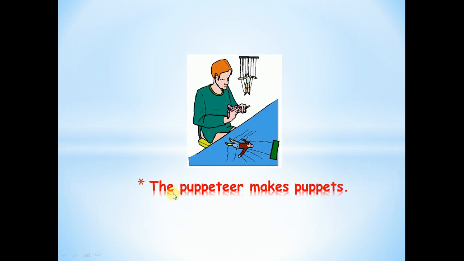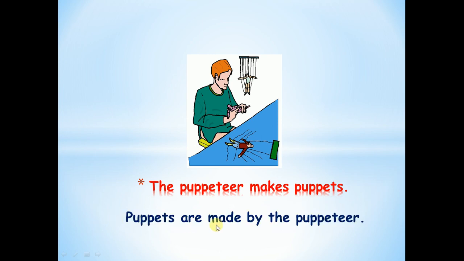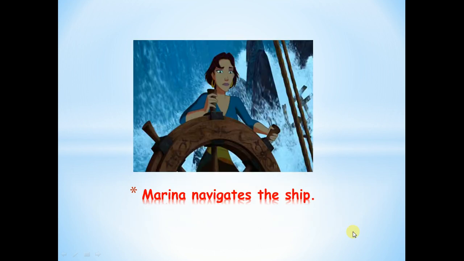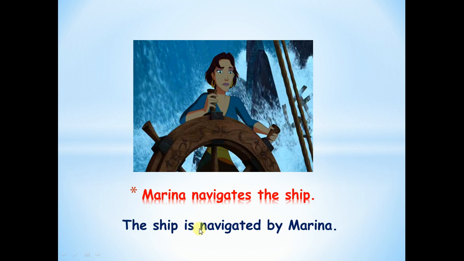Okay? Now next, the puppeteer makes puppets. This is an active sentence. The passive: puppets are made by the puppeteer. Now, Marina navigates the ship. The ship is navigated by Marina. So this is all about present passive.